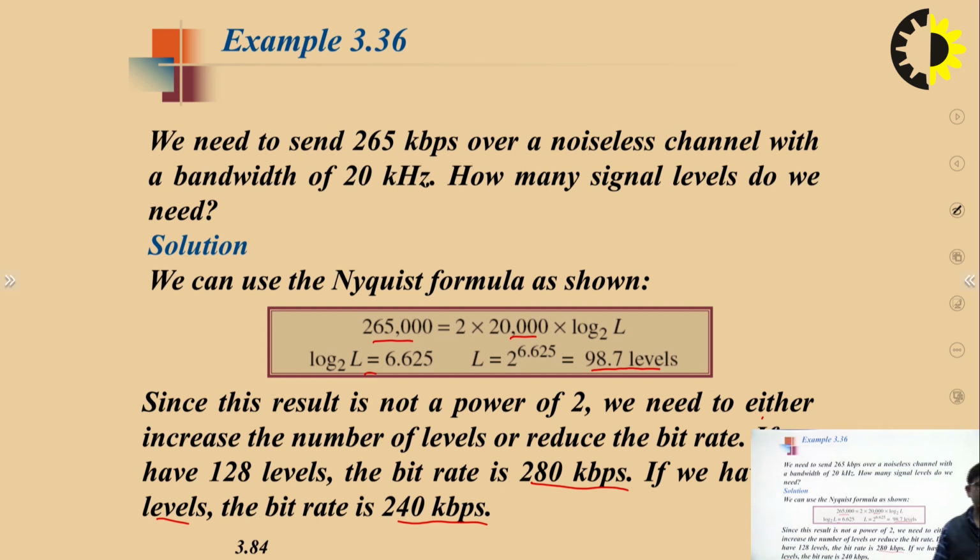So what is good for us? Listen, if we are increasing the level, only 40 kbps is increased in the bit rate, and we are decreasing only 40. So better we keep only 64 levels and the bit rate is 240. So the correct answer is this one, not this one. Okay. So when the number of levels is not correct, you need to calculate in this way.